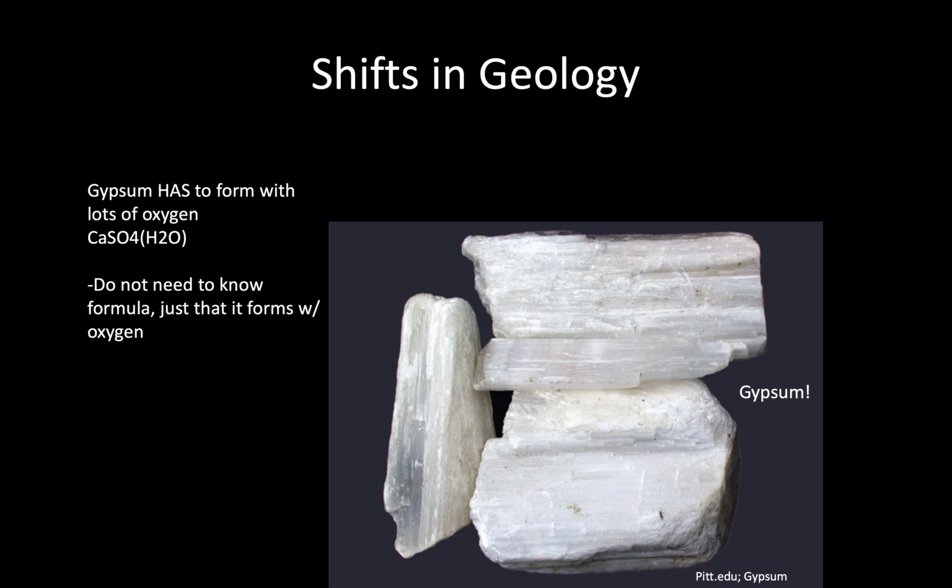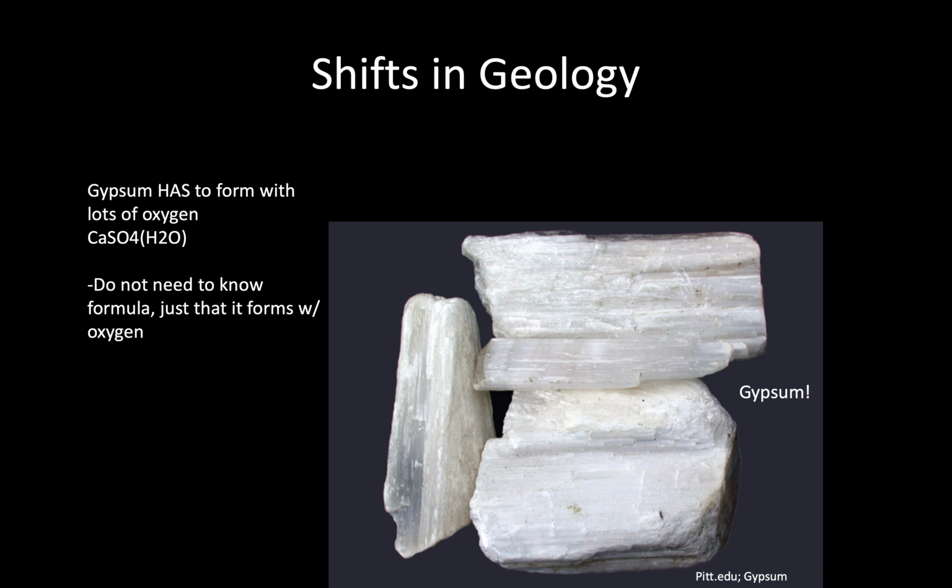You don't need to memorize the chemical formula of gypsum, although I assume you'll all want to. CaSO4·H2O, depending on how many molecules there are. Usually it's 2H2O, okay? But gypsum has to form with a heck of a lot of oxygen. As you can see, it needs 4 oxygen atoms to bond with the sulfur. Gypsum cannot form without a lot of oxygen. So around 2.5 billion years ago, we see a switch to a lot of gypsum being formed, okay?